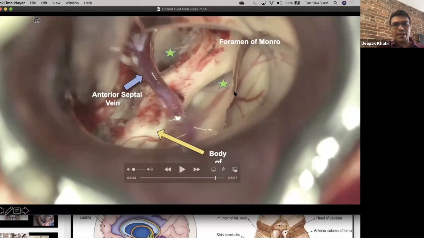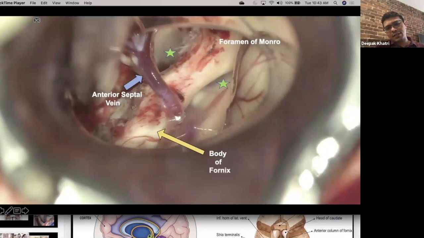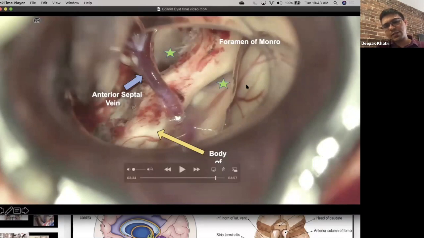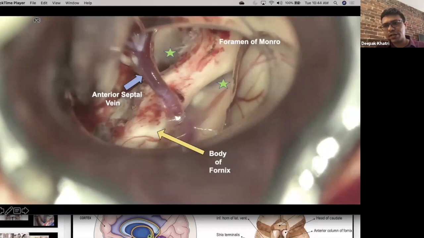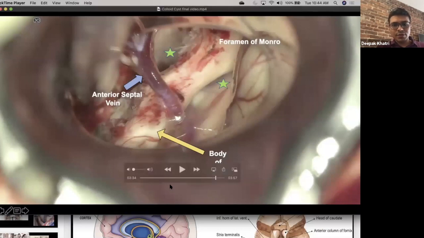Now back to anatomy again. This is the anterior septal wall. The structures marked by the asterisk here are the left and the right side foramen of Monro. And this is the body of the fornix. Remember, I told you about the fornix. The body of the fornix forms the roof of the third ventricle, and the columns of the fornix curve anteriorly and form the anterior boundary of the foramen of Monro. So we have to be really careful to preserve these structures.